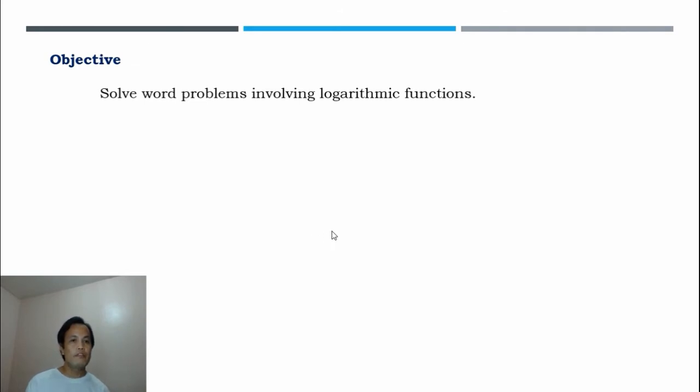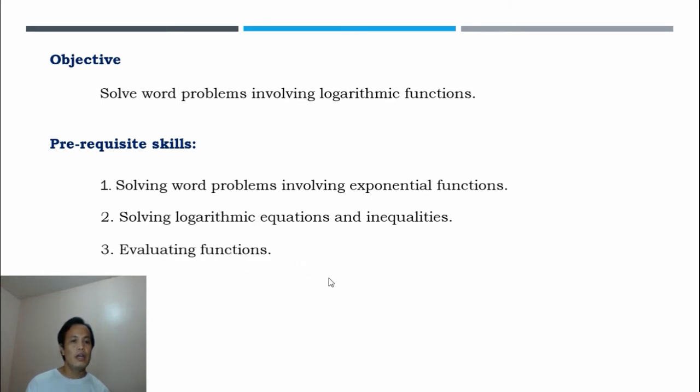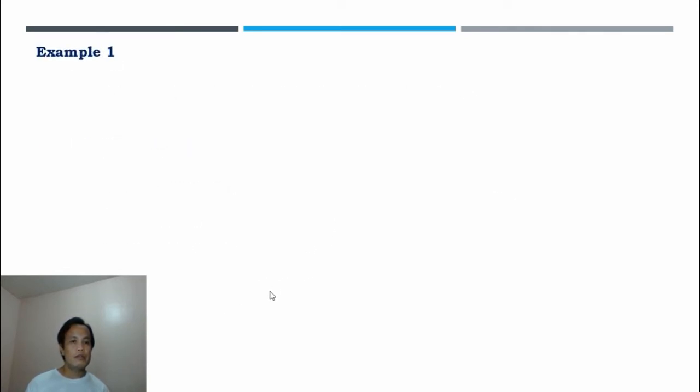functions. For the prerequisite skills, number one, solving word problems involving exponential functions, because as I've said, exponential and logarithmic are just inverse functions. Number two, solving logarithmic equations and logarithmic inequalities. Number three, evaluating functions. Let's proceed directly to our examples.